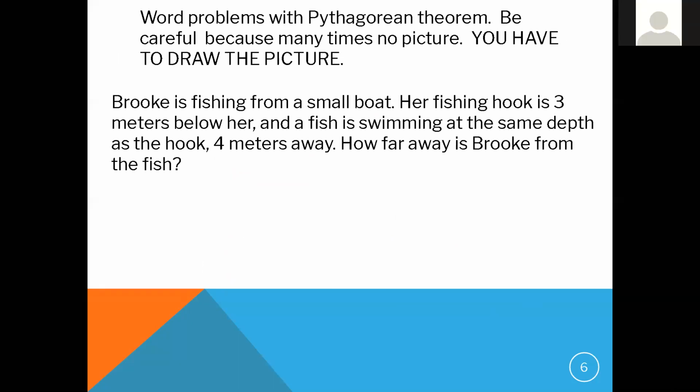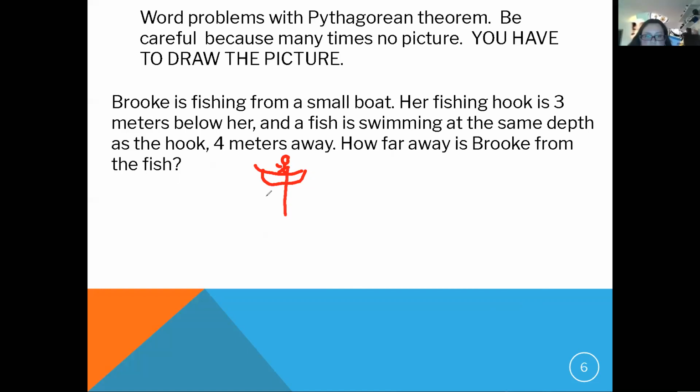Right. So Brooke is fishing from a small boat. Dawn is not the greatest of drawers, but I'll pretend I am. So this is a boat, right? There's Brooke. Okay, I'll give her some arms. And she is fishing, right? Her fishing hook is 3 meters below her. So if this is her, right?